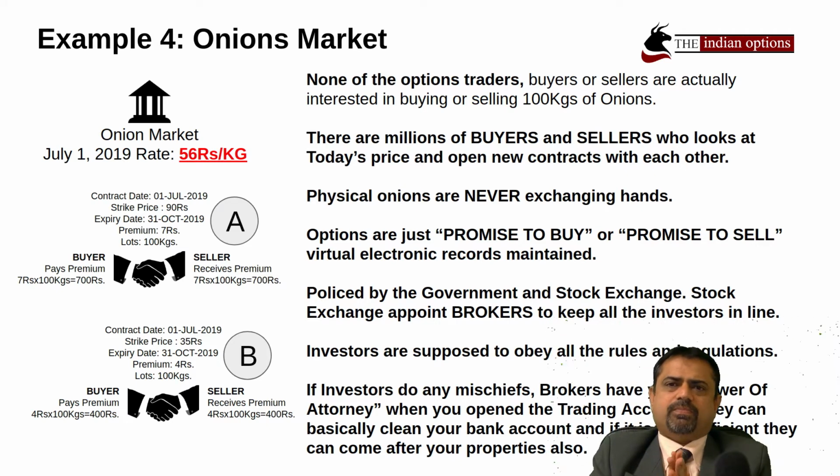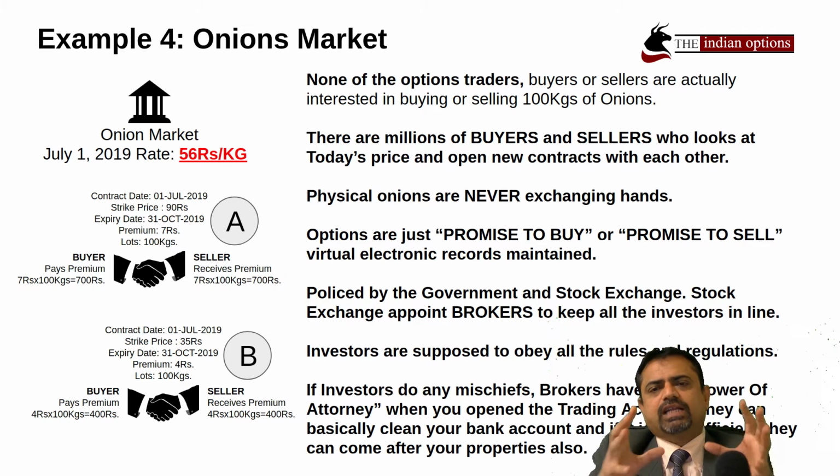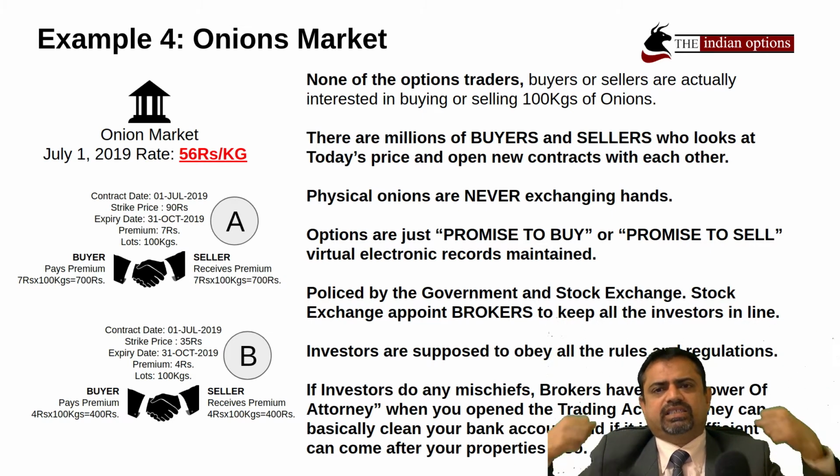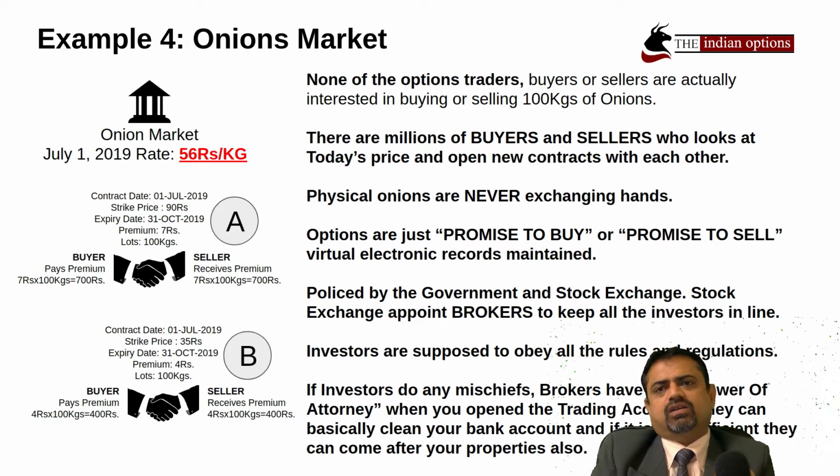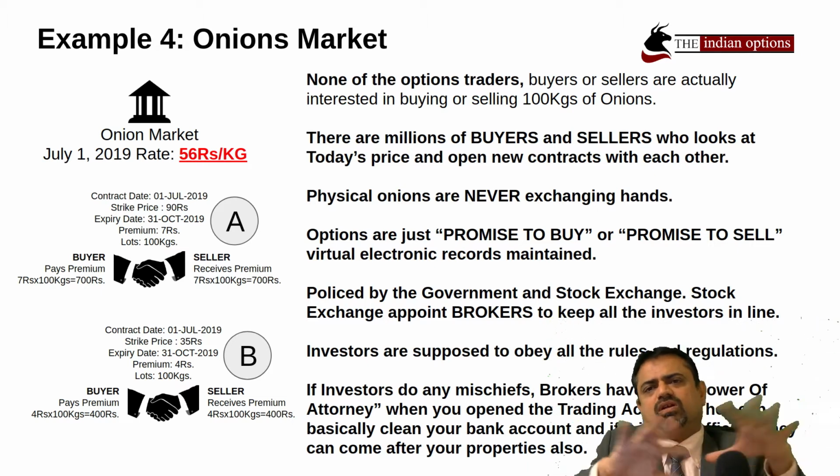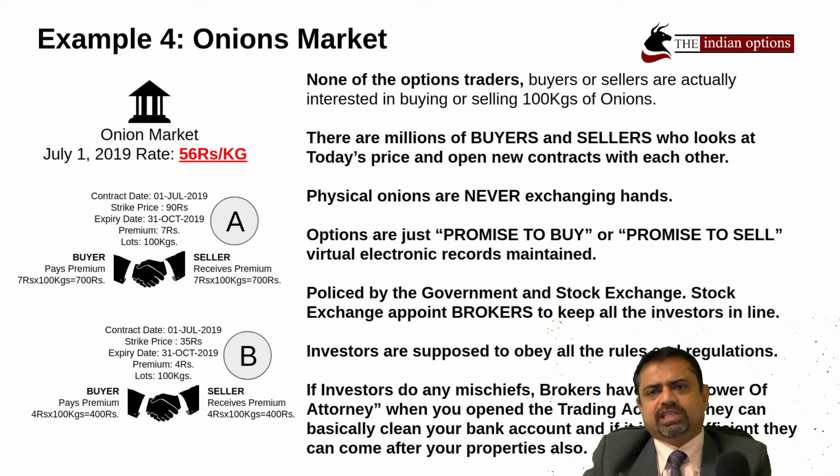In a normal situation, there are millions of buyers and sellers who look at today's price, open new contracts and shake hands with each other. Nobody is taking a sack of 100 kgs of onions and trying to give it to somebody. It's just a contract. It's just a promise that they are making to each other.